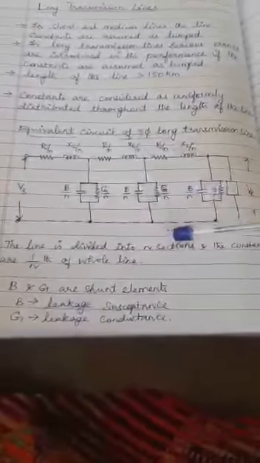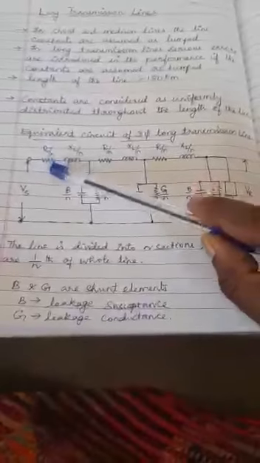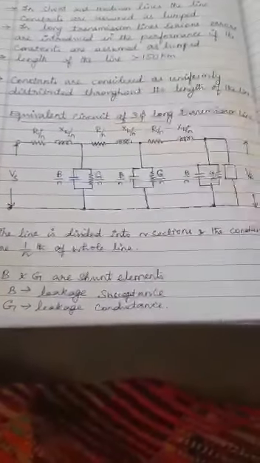Here, the equivalent circuit of the three-phase long transmission line is shown, considering one phase and a neutral. The line is divided into n sections and each section contains 1 by nth of the whole line. R is the resistance, XL the reactance, B the leakage susceptance, G the leakage conductance. As a whole, we call it the admittance, which can be calculated from the formula root of G square plus B square.